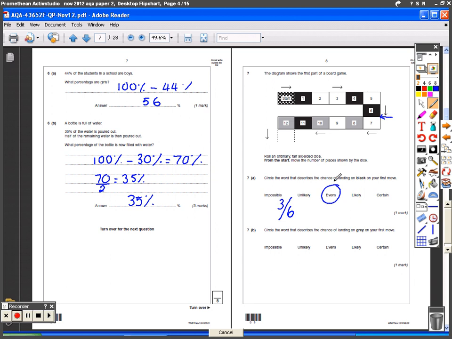Circle the word that describes the chance of landing on a grey on your first move. Well, going back to here and counting along how many greys we've got, we actually haven't got any greys, so therefore the chance of landing on a grey would be impossible.